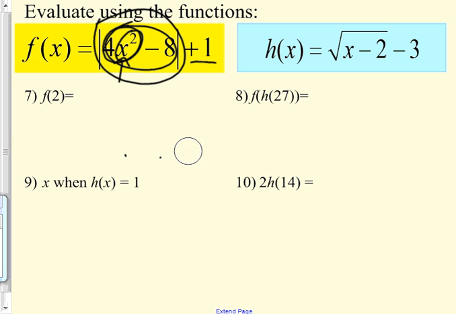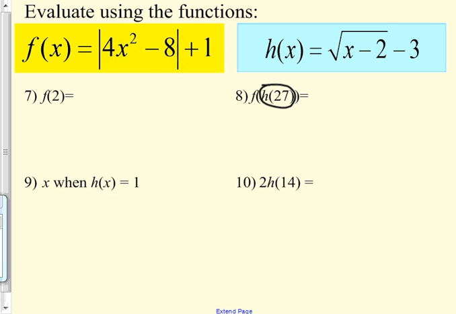All right, next we have f of h of 27, so h of 27 is being eaten by the f function. So you always start on the inside. And let's figure out h of 27. Well, h function's over here. H of 27, just stick the 27 in for the x. It told me x on that problem. So did you quickly go 27 minus 2 is 25, square root of 25 is 5, 5 minus 3 is 2? Am I done? No. I just figured out h of 27. That's what 2 is.